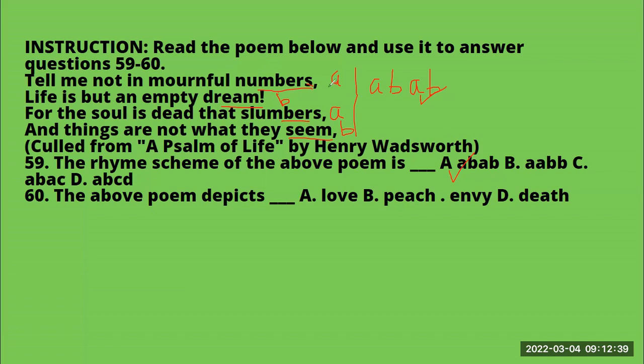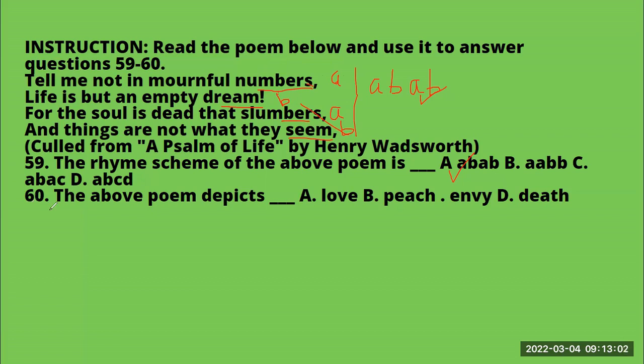So the first A is just A because that's the first one. The second A is A because it rhymes with that first A. Then the first B is B because it's the second sound and it doesn't rhyme with the first one. And then the second B is B because it rhymes with that first B. So I want you to take note of that.